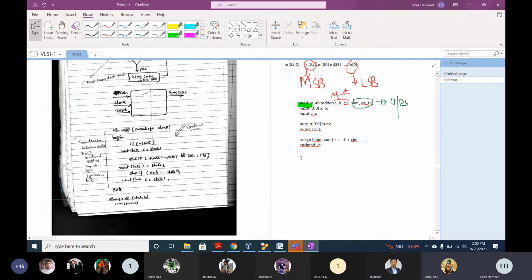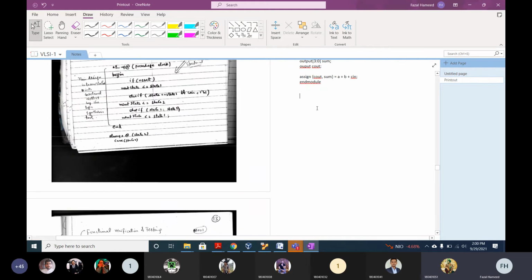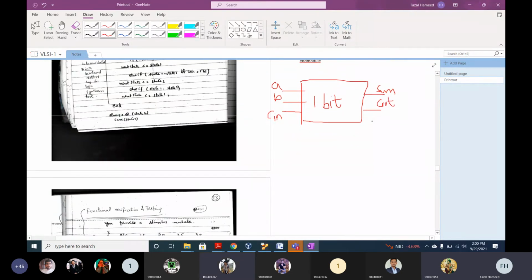Now, if you look at it, an adder consists of gates. If you look at a one bit adder, let's assume this is a 1 bit adder. The inputs to this 1 bit adder are 1 bit A, B, and C in, and the outputs are sum and C out. This is the carry. Am I right or not? Yes, sir.